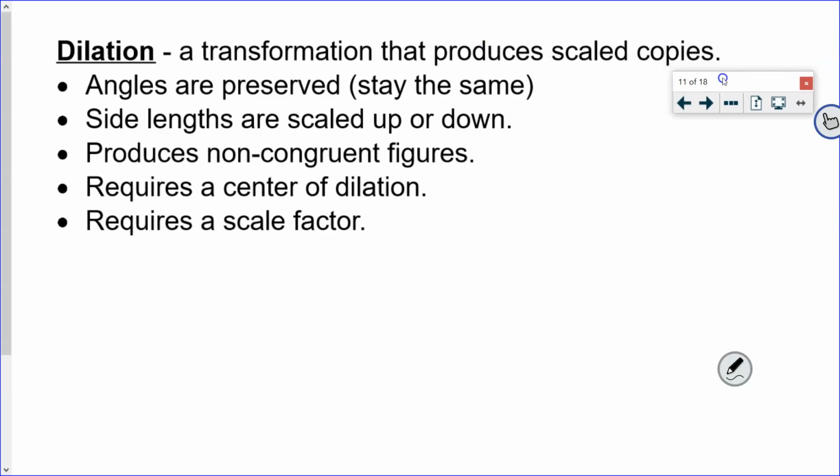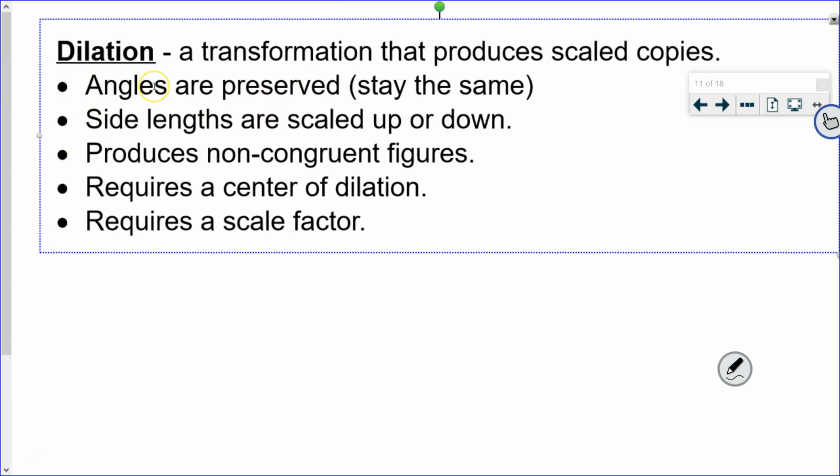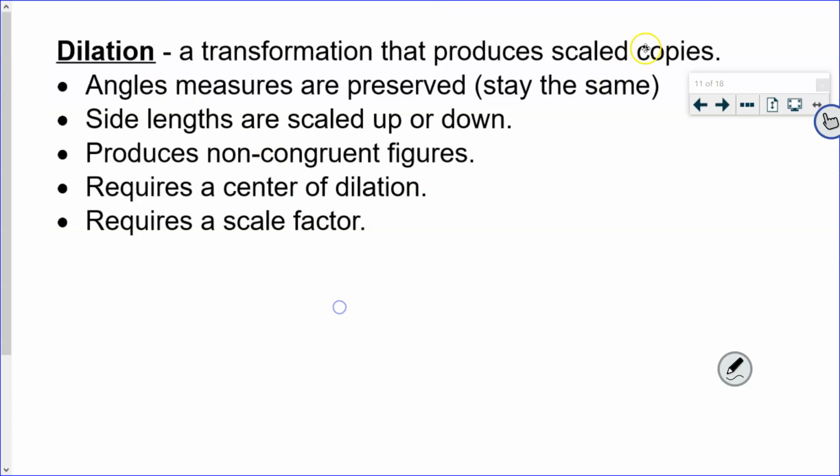To really understand what we're going to be talking about today, we do need to review dilations. Remember that dilations are a transformation that produce scaled copies. In dilations, angle measures are preserved. That means that they stay the same. Side lengths, however, are scaled up or down. So since the side lengths are changing, that means that we are making non-congruent figures. Dilations do require a center of dilation, and they require a scale factor. That was something that we observed in our last video and our last lesson.